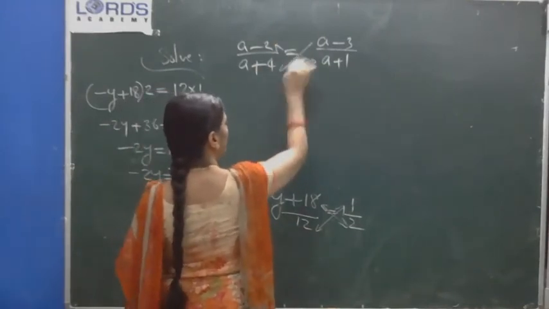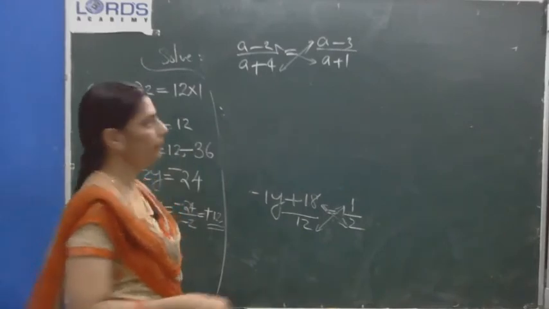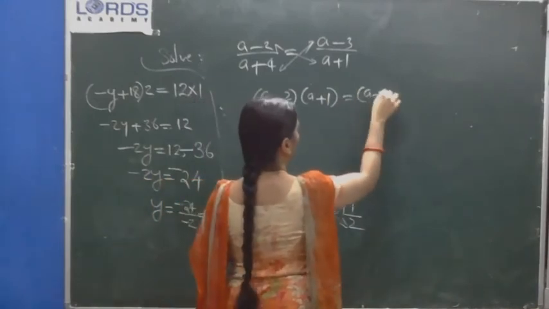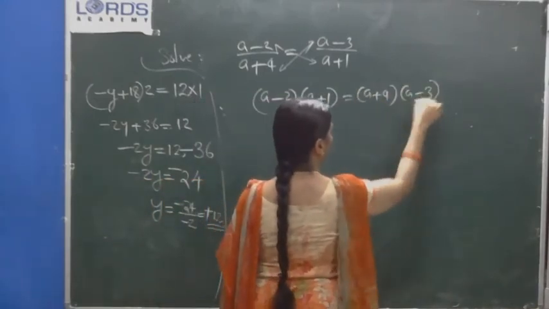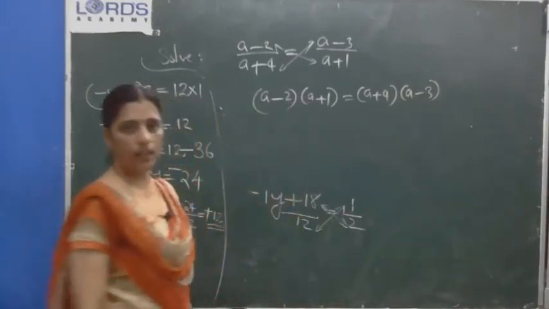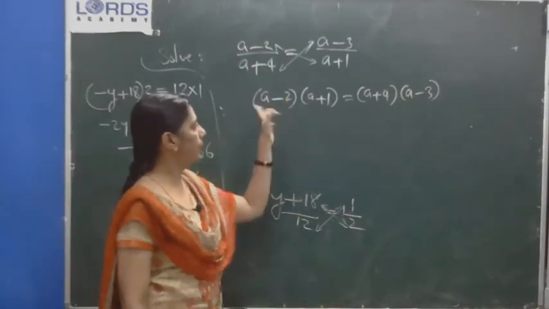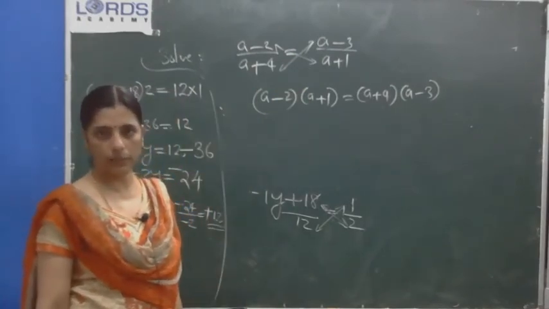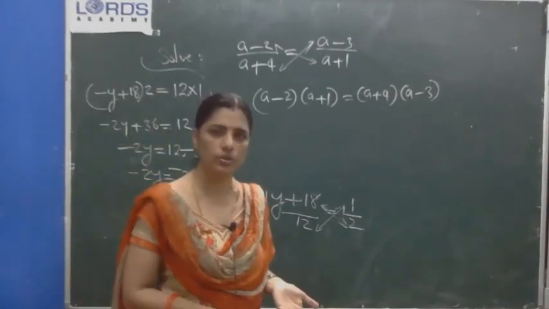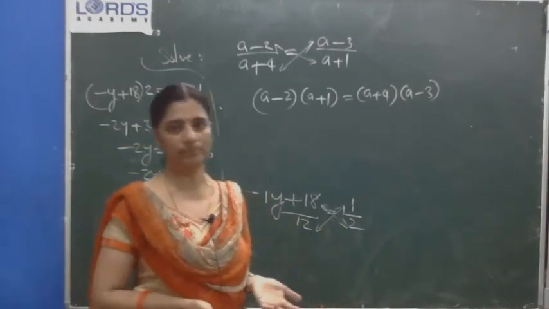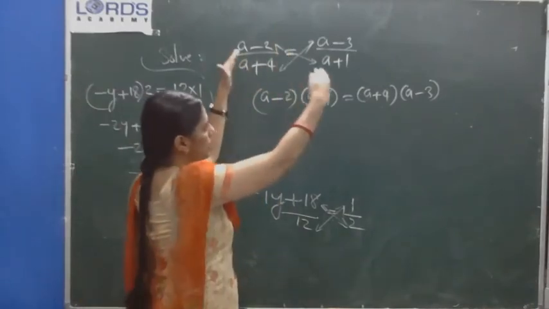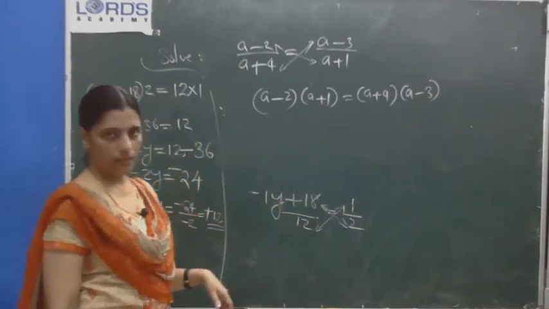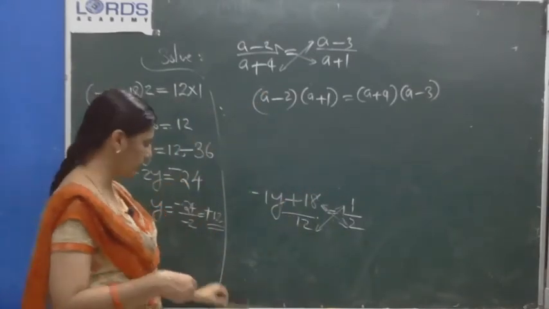You have to cross multiply. First you have to cross multiply. Okay. So A minus 2 into A plus 1 equal to A plus 4 into A minus 3. You cross multiplied. That's okay. Compared to the last question, this question is easy because there is no need to find the LCM. Only one fraction on both sides, so you can cross multiply like this. So this question is easy comparing to the last question.